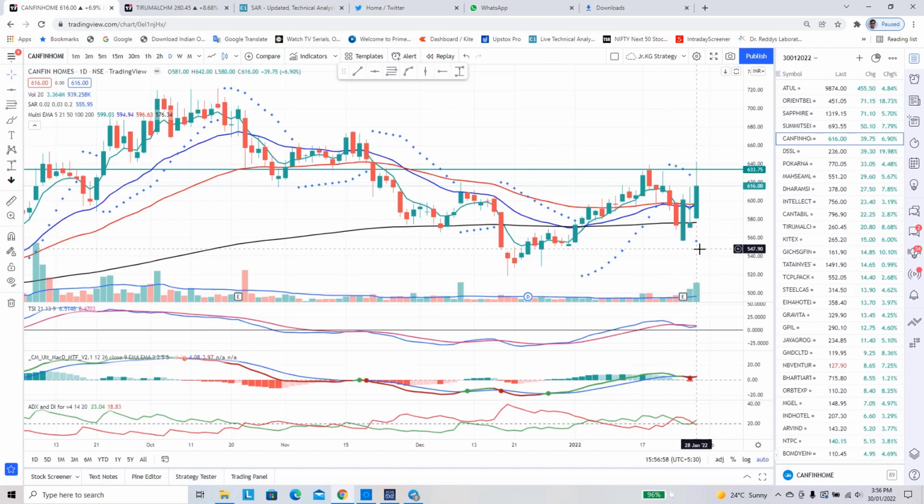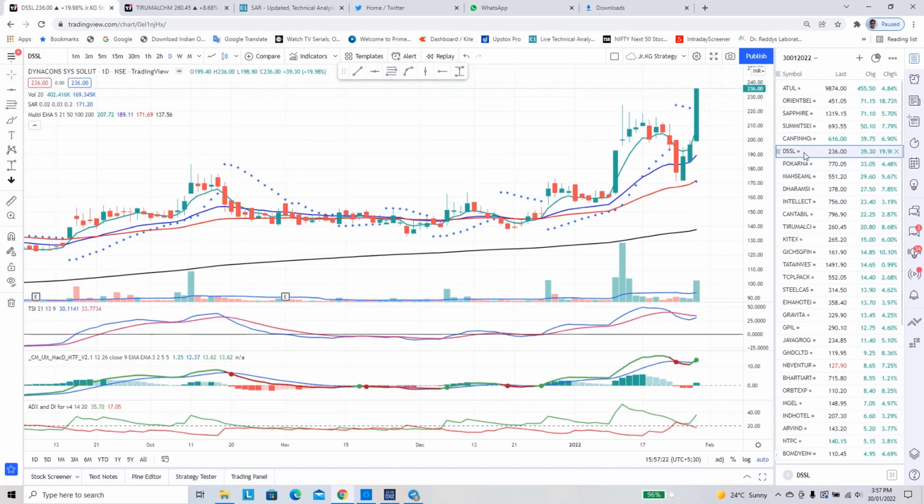Yes, Canfin, again it's a very good movement with the volume, but I will say that if somebody wants, based on this volume and the movement, you can take a tracking position, or else because there is an immediate resistance, you can wait till this resistance and then take a position.